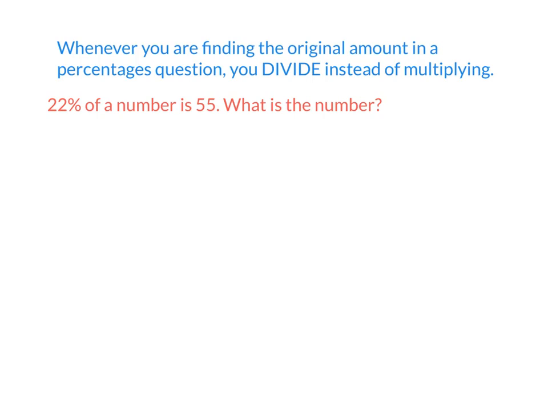What is the number? It isn't asking us what is 22% of 55. It's saying we took a number, then we took 22% of it, and we ended up with 55. We're asked for the original amount. What number did we have originally so that when we took 22% of it, we got 55?